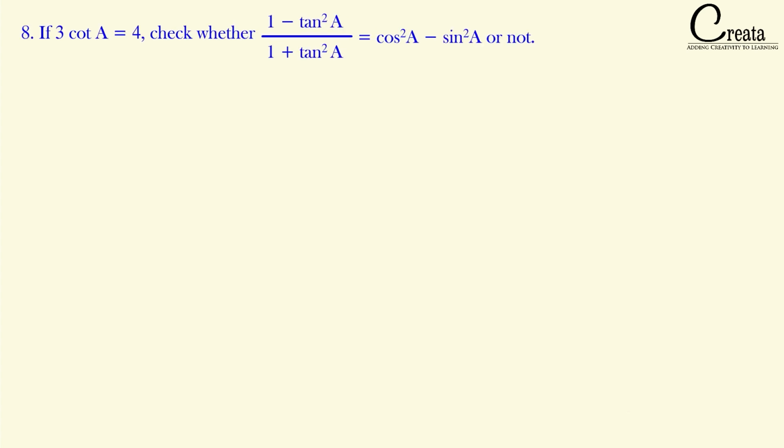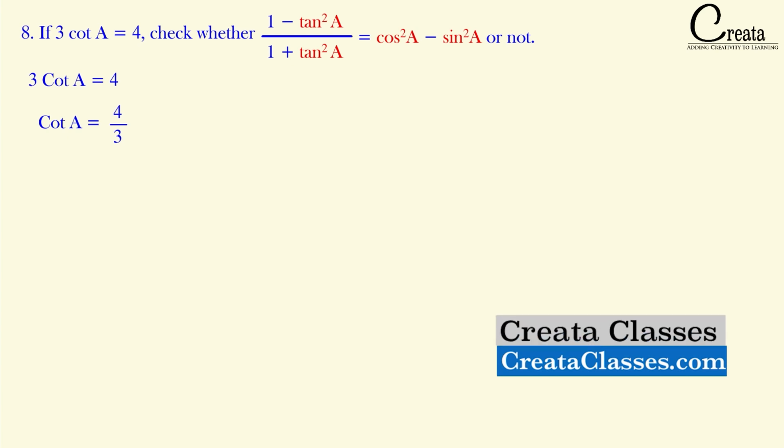If 3 cot A is equal to 4, check whether 1 minus tan square A upon 1 plus tan square A is equal to cos square A minus sin square A or not. So let's observe the question. In the question, we are given 3 cot A is equal to 4. That is cot A is equal to 4 upon 3. And we have to check whether the left hand side and right hand side of this equation are equal or not. Basically, using cot A, that is 4 by 3, we have to find the value of sin A, cos A and tan A. And we have to put the value in the equation. Then we have to cross check left hand side and right hand side are equal or not.